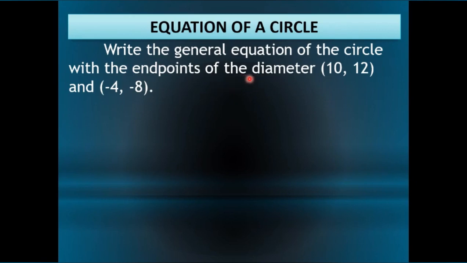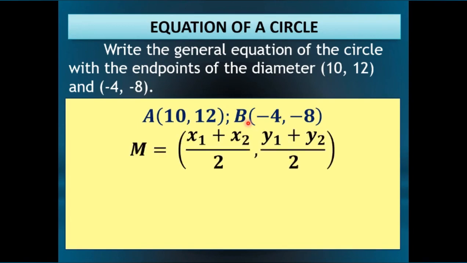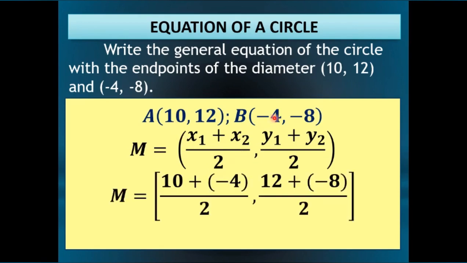Since the given are the endpoints of the diameter, we can identify the center of this line segment by using the midpoint formula. Let us say the first point is point A and the second point is point B. Using our midpoint formula, which is (x sub 1 plus x sub 2) over 2 and (y sub 1 plus y sub 2) over 2, let us identify the coordinates of the center. So we have (10 plus -4) over 2 and (12 plus -8) over 2.